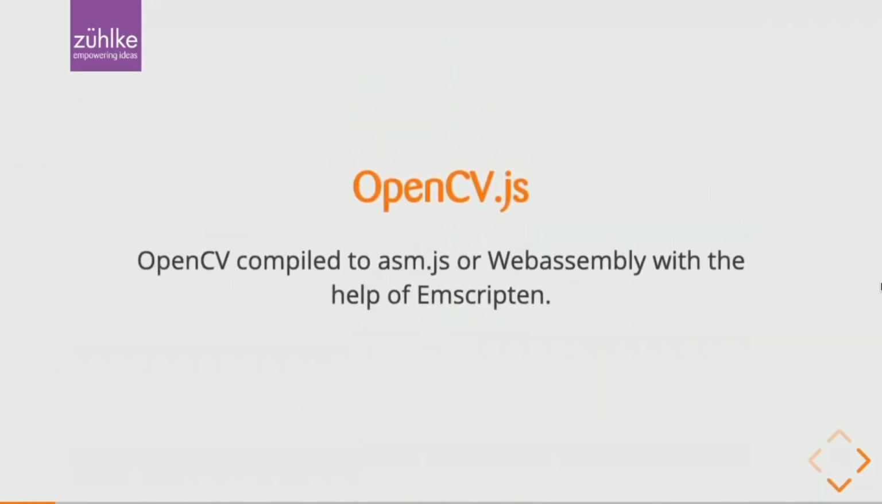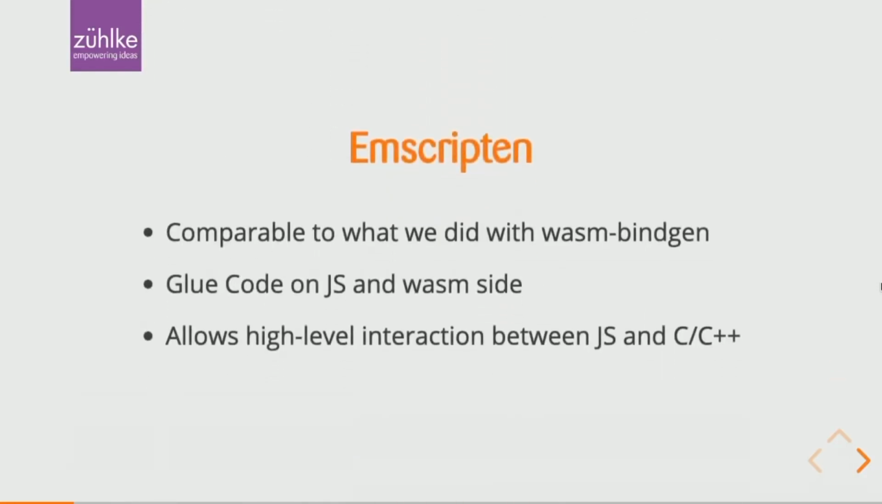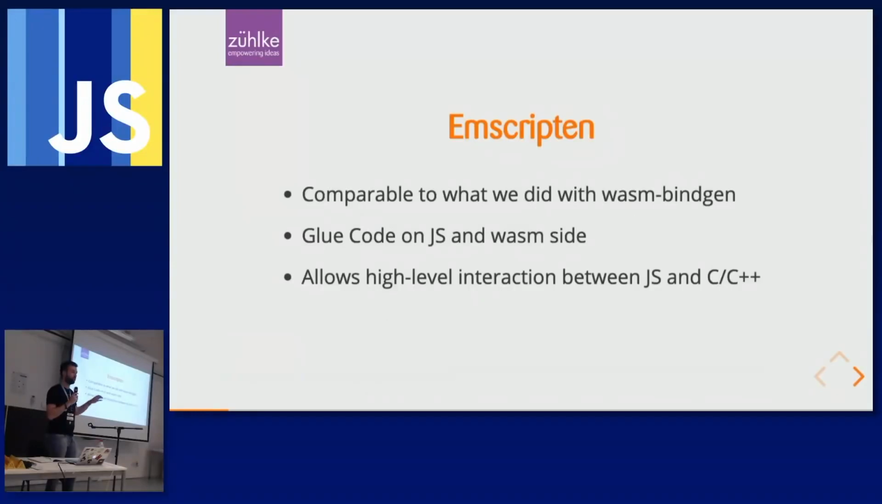Oh yeah, I forgot to mention Emscripten. We used wasm-bindgen for Rust, and that helped us with those bindings from Rust to JavaScript. On the C and C++ side, we have Emscripten, and if we put it very simply, which is not entirely correct, it's comparable to wasm-bindgen. It also does JavaScript bindings. It will help us to have this high-level interaction with all the types we want to. This is going to help us a lot, and this is what OpenCV internally uses when you compile it to WebAssembly.